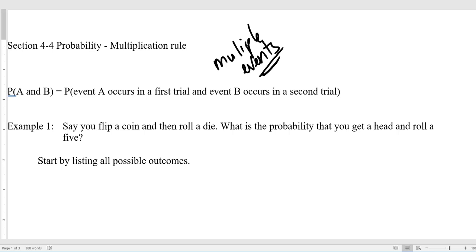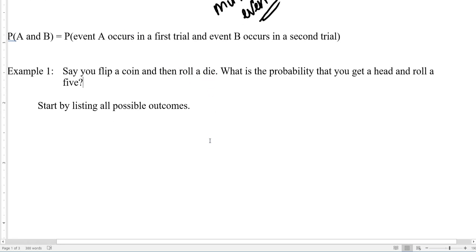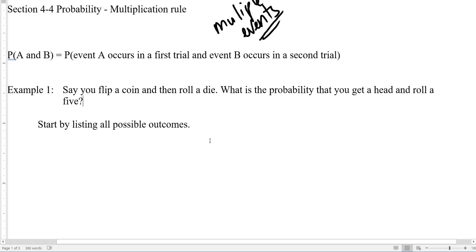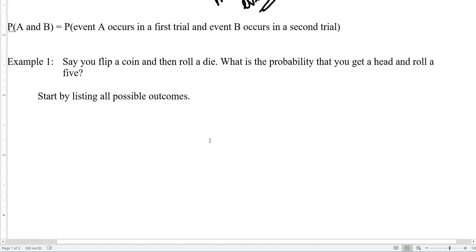Multiple events means that "and" is not just going to mean what's the probability of an overlap. It's what's the probability that event A occurs on the first trial, and event B occurs on the second trial. So say for instance you were to flip a coin and roll a die. What's the probability that you would flip the coin and get a head and roll the die and get a 5? Let's start by listing out all the outcomes, okay?